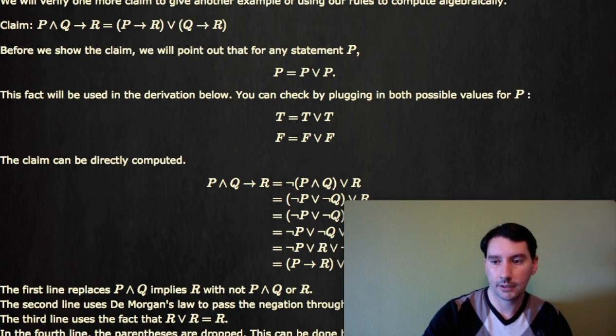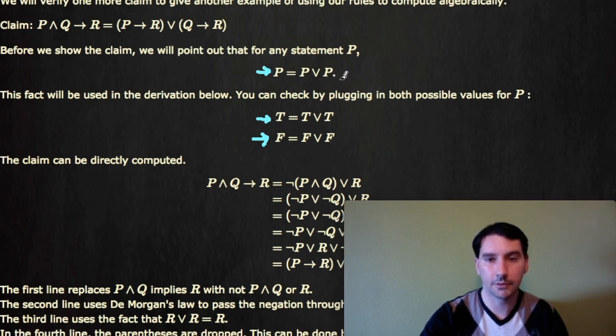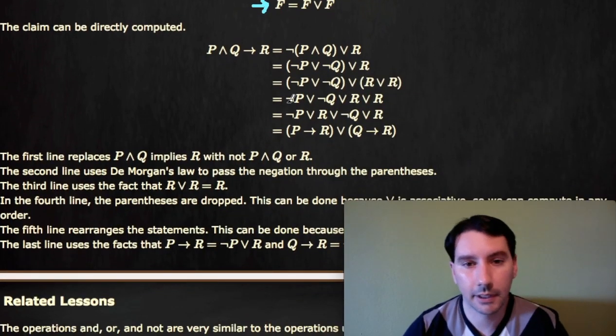And before we do this, we're going to go ahead and verify one other claim that's pretty easy, but we haven't shown it before. So let's go ahead and show that this is true. That claim is that P is equal to P or P. And so P could either be one of two values, right? It's either true, which gives us true equals true or true. That's true. And false equals false or false, which is also true, right? So false or false is false, and true or true is true. So we can replace any statement with the statement or itself because it's equal to the statement itself.